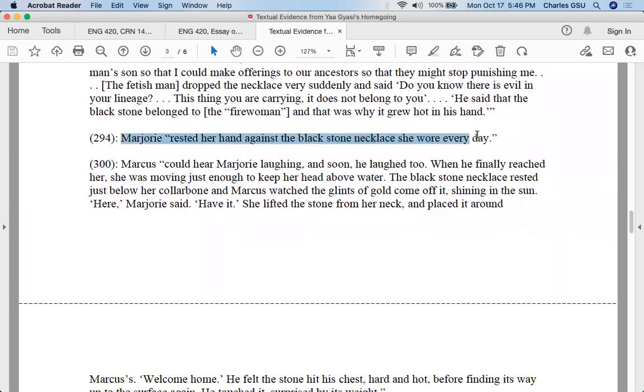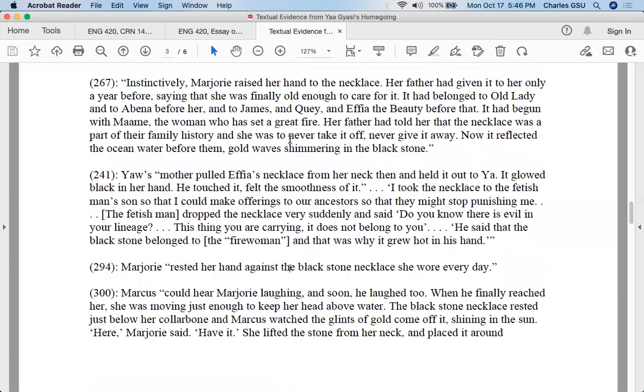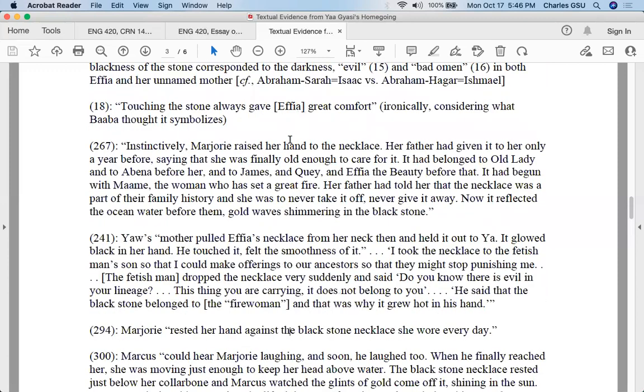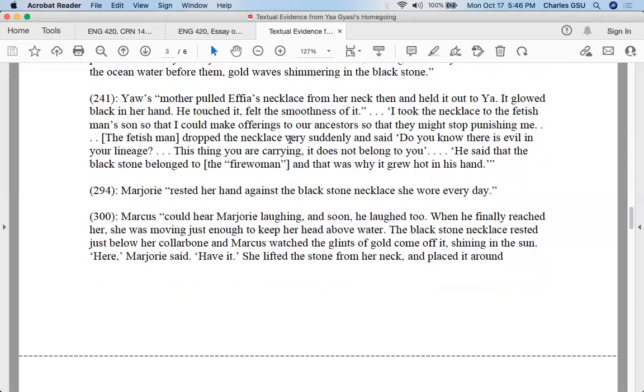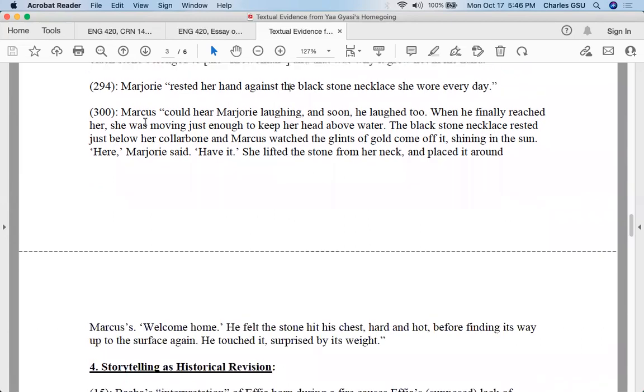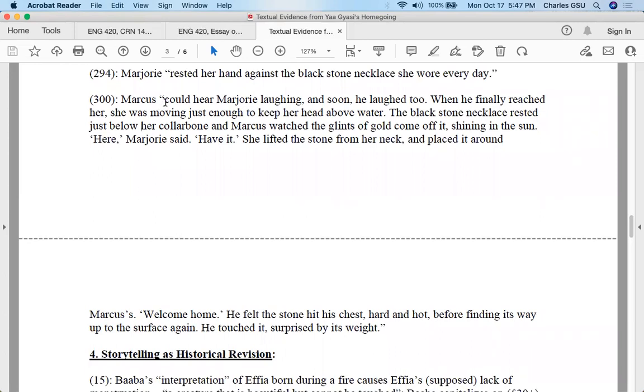Remember, there's the stone necklace she wore every day, and she's required to wear it every day because her father says not to give it away. Toward the very end of the novel, this is literally on the last page, the stone is given to Marcus by Marjorie. So this is when they're in the water.